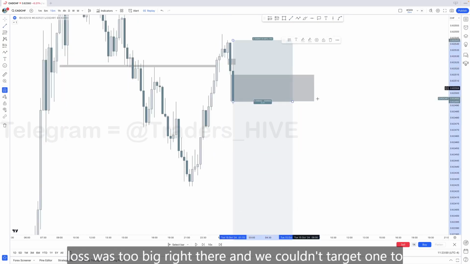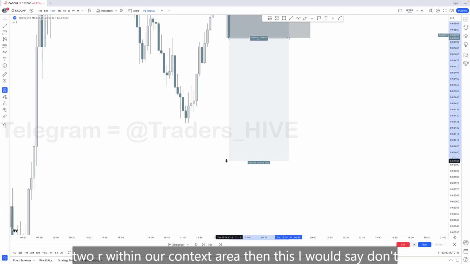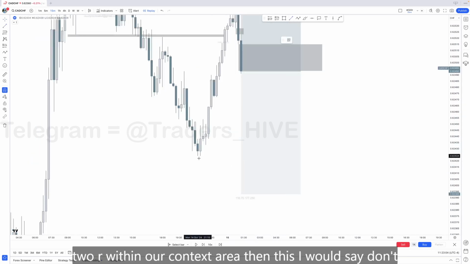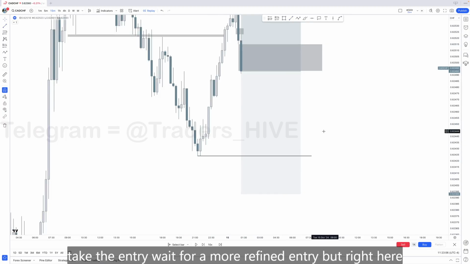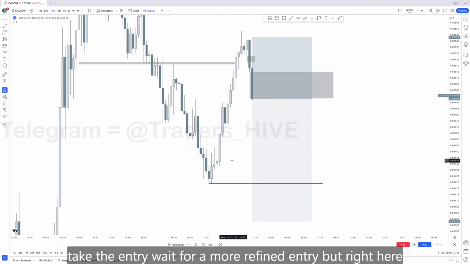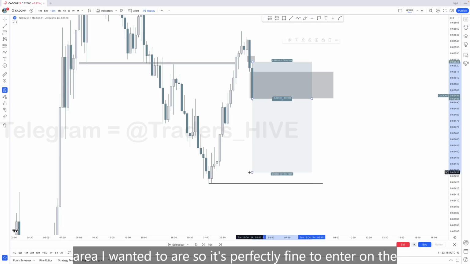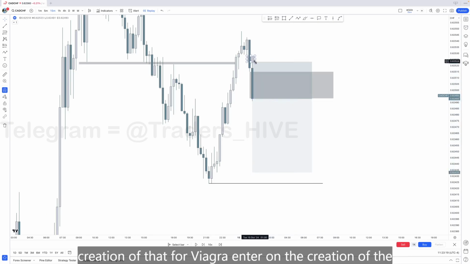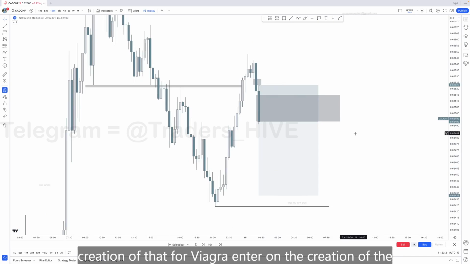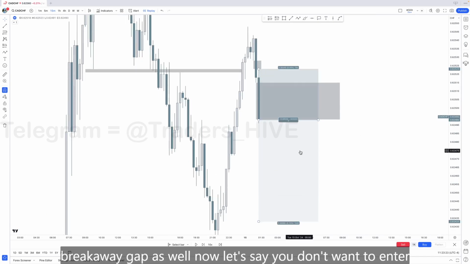So if we have a scenario like this, where our stop loss was too big right there and we couldn't target 1 to 2 RR within our context area, then I would say don't take the entry, wait for a more refined entry. But right here, this is not the case, and you can target a 1 to 2 R within the context area, so it's perfectly fine to enter on the creation of that fair value gap, enter on the creation of the breakaway gap as well.